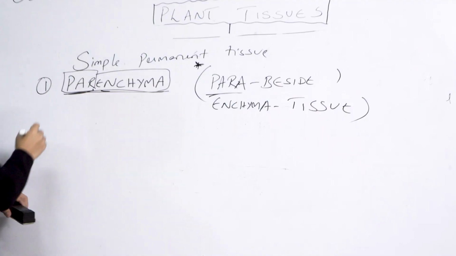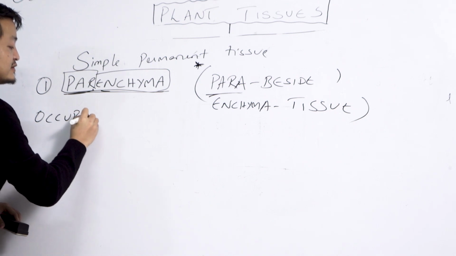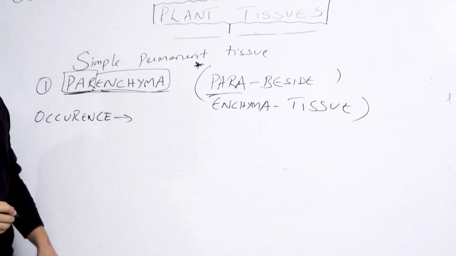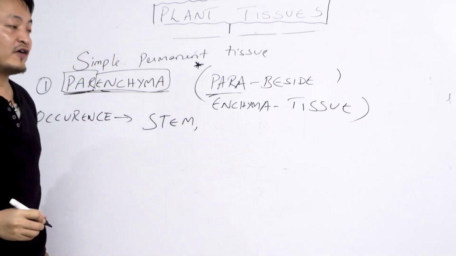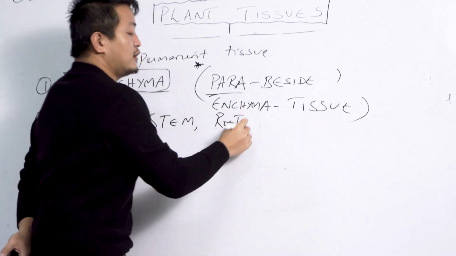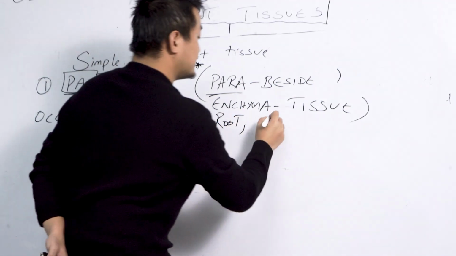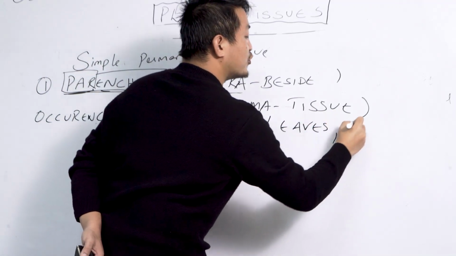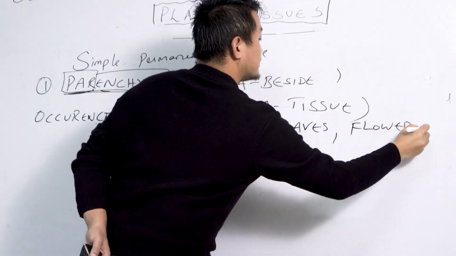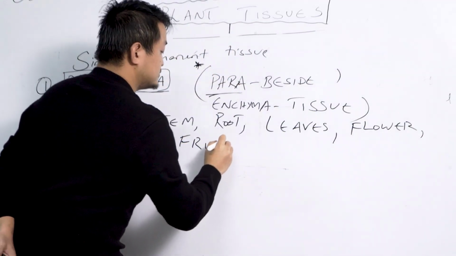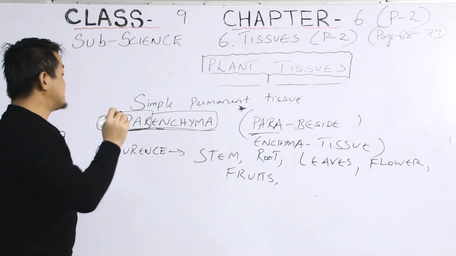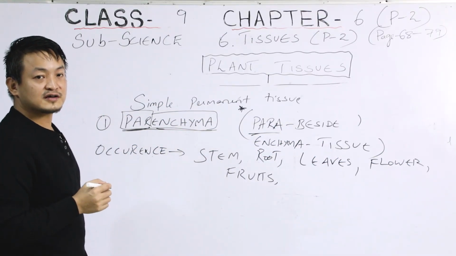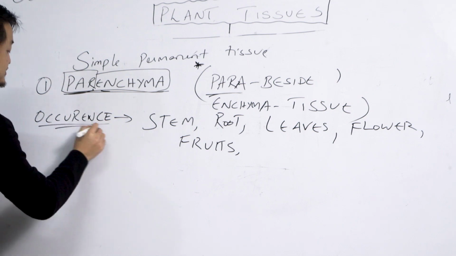Now let's first discuss the occurrence. So where will we find this parenchyma? We'll find it in the stem, in the roots, in leaves, flowers, and fruits. Clear? Like I said, it is very important to know the occurrence, and it is very important to know the functions. Clear? Now let's discuss the functions.